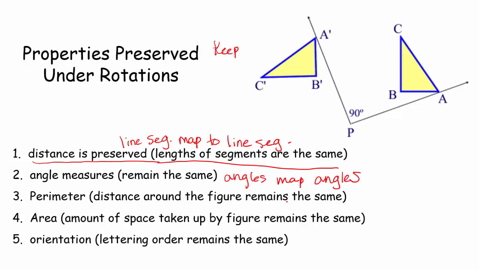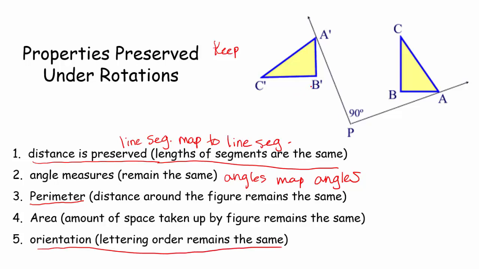Perimeter stays the same. Because line segments map to line segments and they have to stay the same, the perimeter or the distance around the object also has to stay the same. The area or the amount of space taken up by the figure has to remain the same because my angles are the same and my line segments are the same. Finally, orientation stays the same.